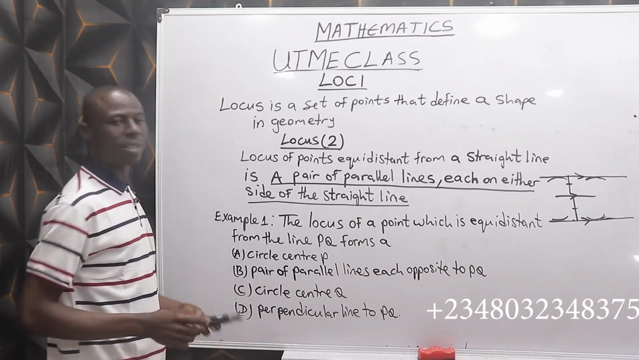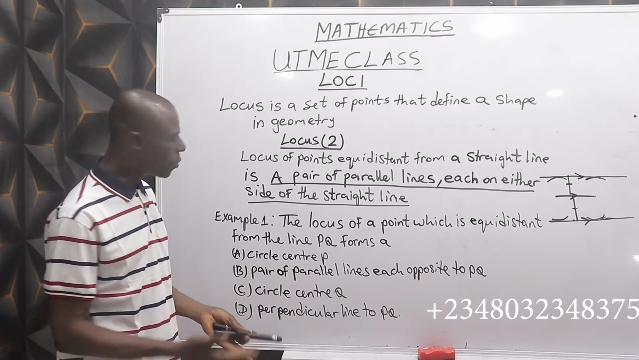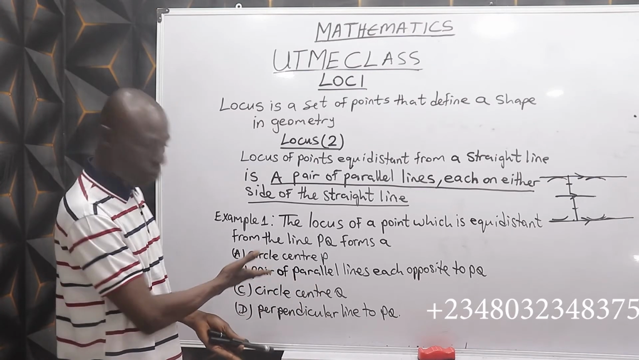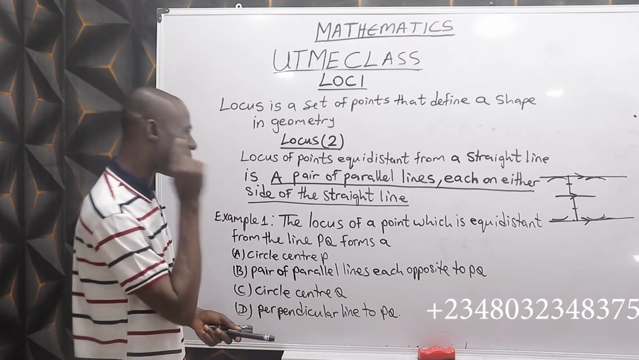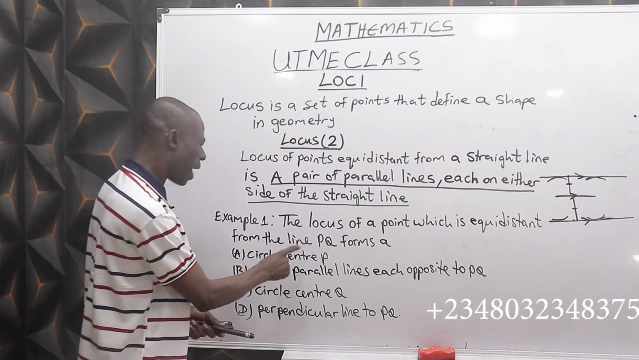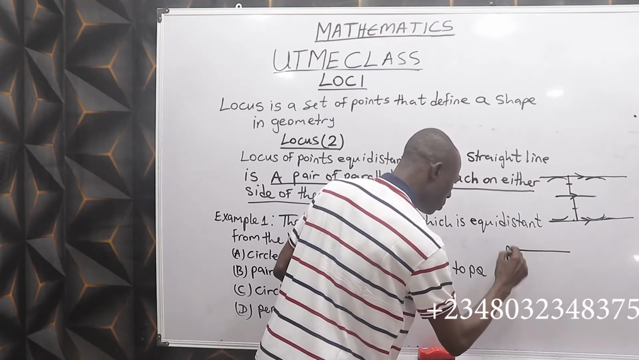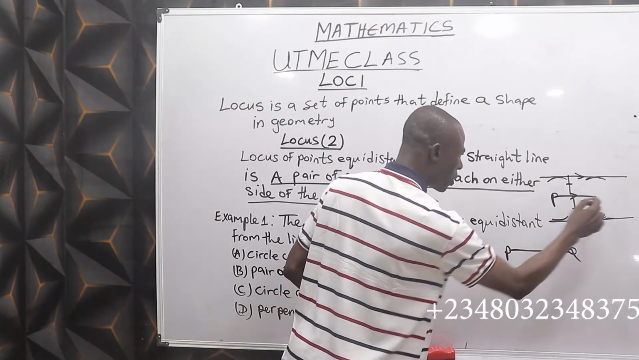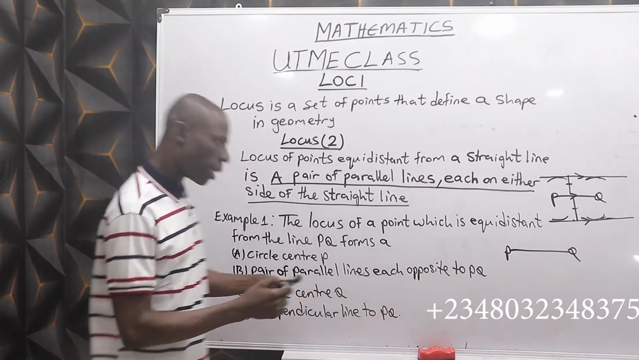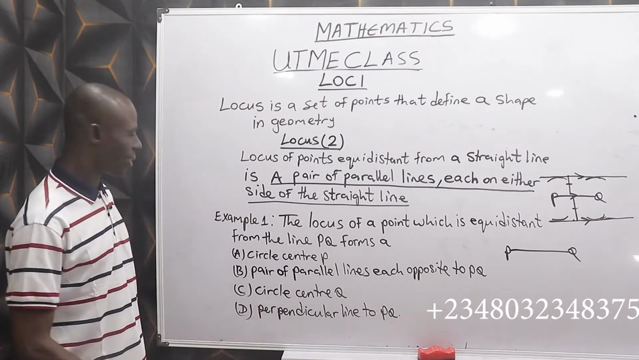So come to this example. This is a question from UTME past question. It is as straightforward as you will see it now. The locus of a point which is equidistant from the line PQ. You know, line PQ, just any, if you name it PQ. Just what I've explained here. Just like you call this P, you call this Q. It's a line PQ. Forms a what?